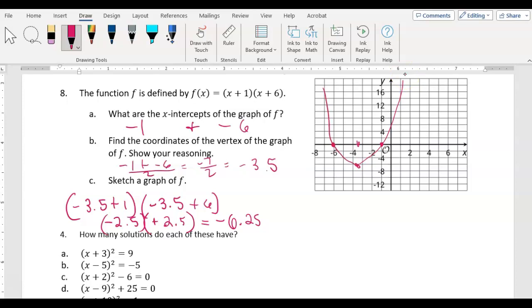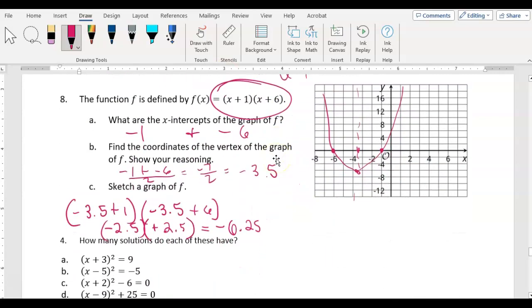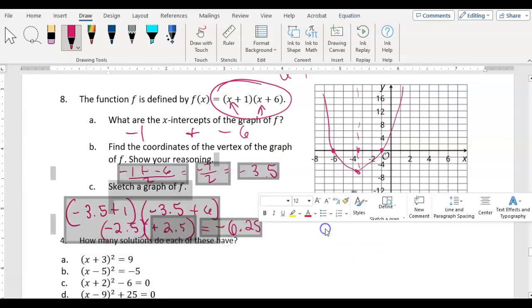Okay, so remember, when you have the x-intercepts, you can use them to find the midpoint, and that will give you the x value of your vertex. Once you have the x value of your vertex, you can plug it into the equation to see what the value of y will be for that vertex. Okay, so it's just a little bit of a review.